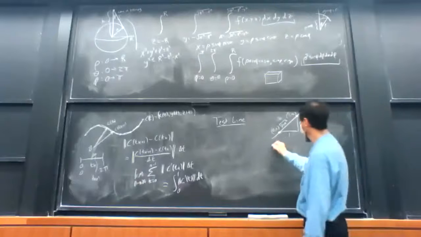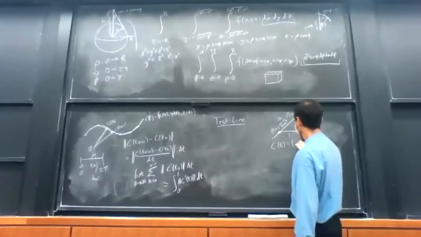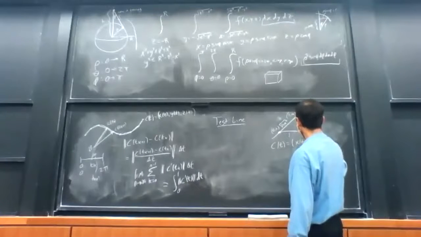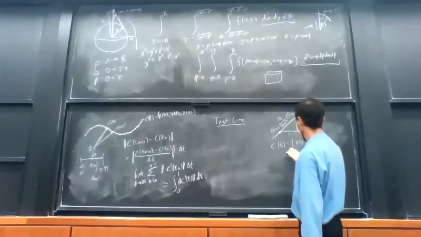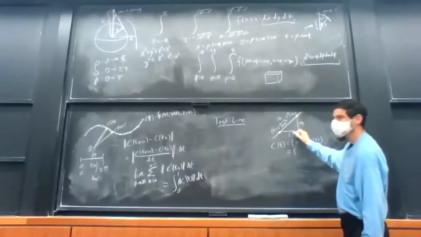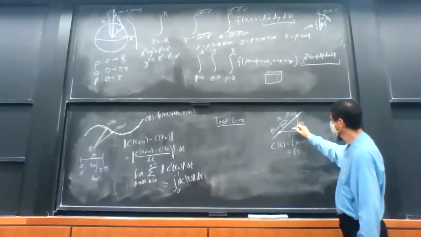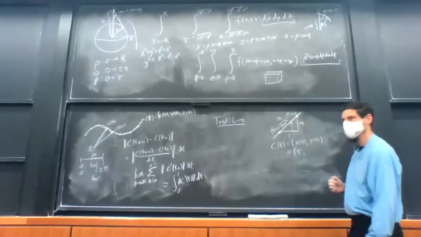So we need to write down a parameterization for c of t. So it's x of t, y of t. Well, if I choose x of t to just be t, what would y of t be?